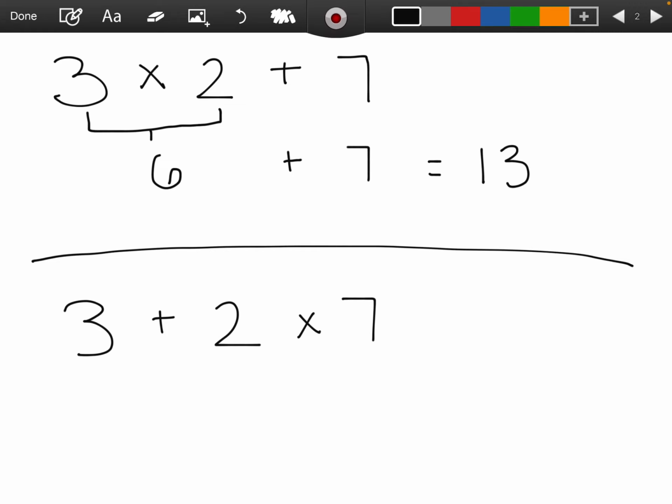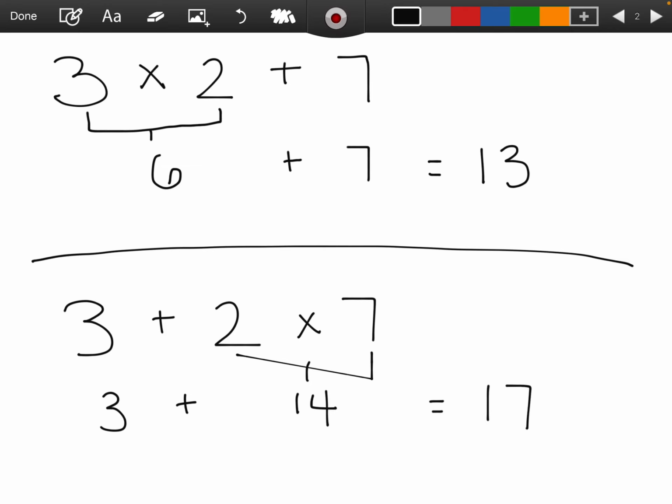So now in the second example, we have 3 plus 2 times 7. So again, any parentheses or brackets? Nope. Any exponents or roots? Nope. So we move on to multiplication and division. So we do have multiplication. What are the two numbers being multiplied? 2 times 7. That will give us 14. And then you can bring down the rest of the problem. And now we have 3 plus 14, which is easy, equals 17.